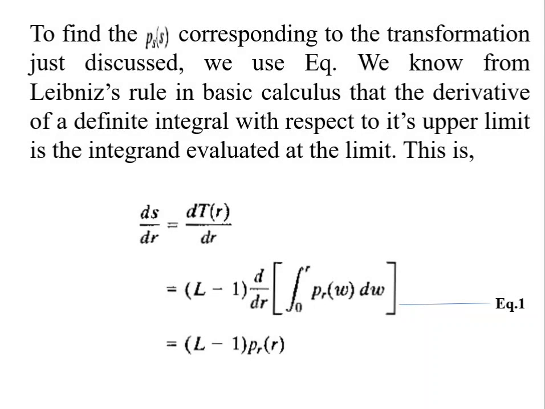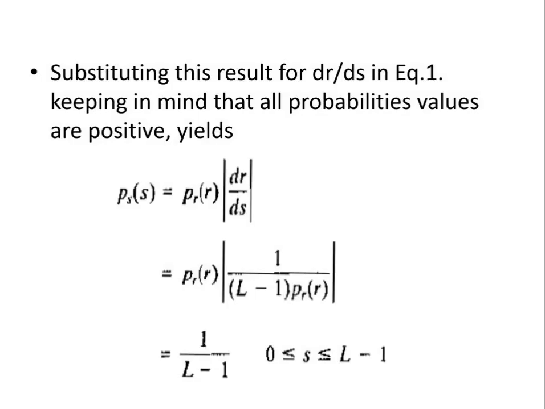Substituting this result for dr upon ds in equation 1, keeping in mind that all probability values are positive, PS of S is equal to PR of R times the magnitude of dr upon ds, which is equal to PR of R times 1 upon L minus 1 times PR of R. We get 1 upon L minus 1, where S is in the range from 0 to L minus 1.